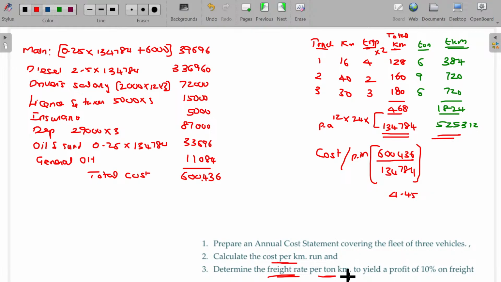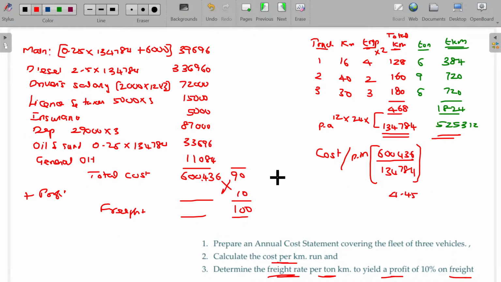Determine the freight rate per ton kilometer to yield a profit of 10%. So you have to make a profit also on freight. If you add the profit, then you'll get the freight value. If the freight value is 100, your expected profit on that being 10, so 90 will be the total cost. 6,436,000 will be the total cost. 90 share, then 10 share should be 66,715, and the total value being 6,67,151.